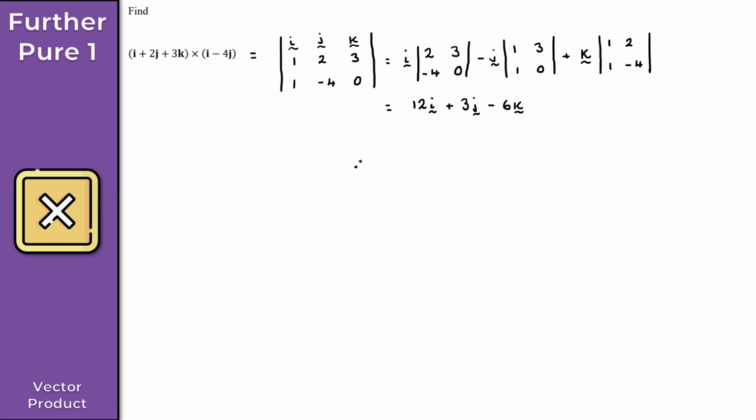So in that case then, the cross product of these two vectors, i plus 2j plus 3k cross i minus 4j, gives us, as we've already evaluated here, 12i plus 3j, and then finally minus 6k. Okay, and there we have it. So nice and straightforward. That gives us the solution to question 1.